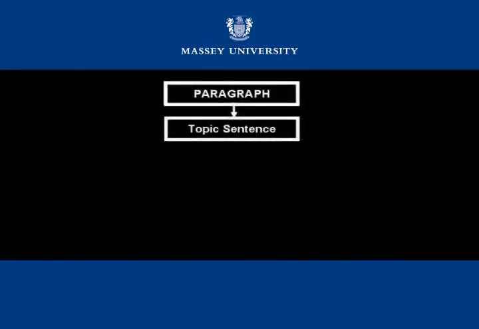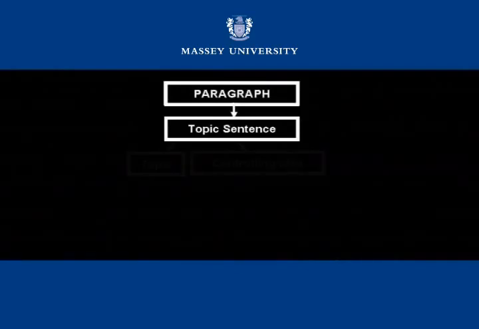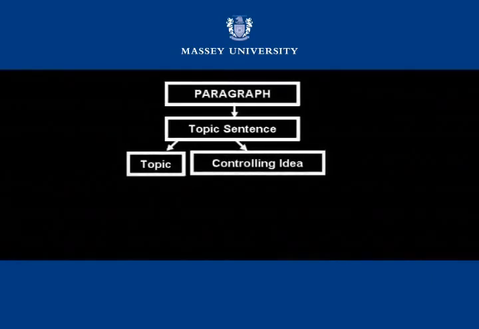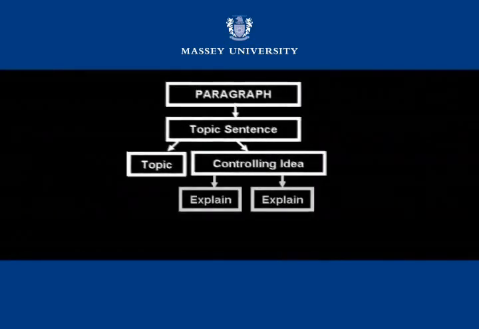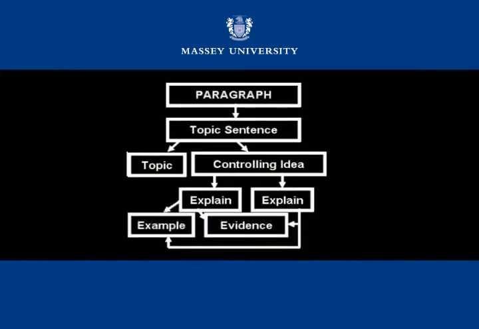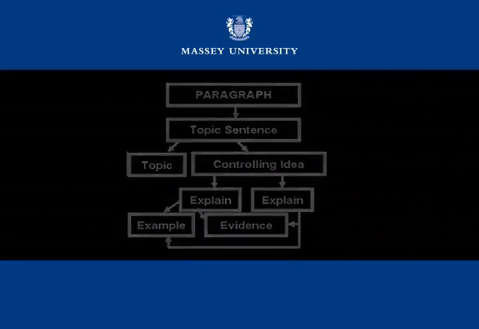Firstly, we have the paragraph, which has a topic sentence that introduces the main idea of the paragraph. The topic sentence is divided into two parts, the topic and the controlling idea. The controlling idea then is explained through supporting sentences. And the supporting sentences are illustrated with examples and evidence.